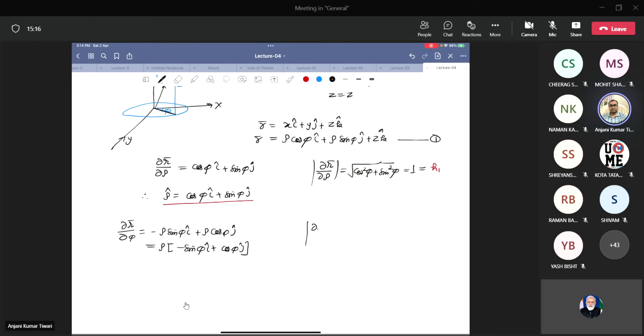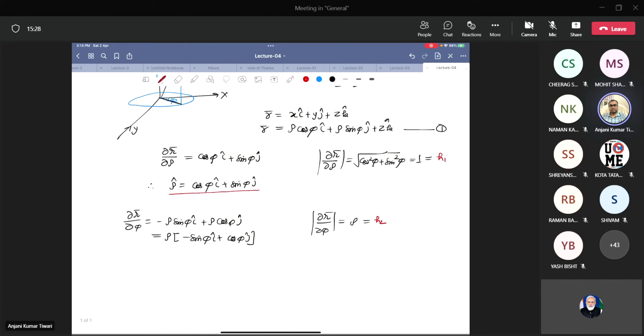Now what is the magnitude of delta r over delta phi? That is a rho, and we call this h2. h1, h2 are the scale factors. So therefore our phi cap will be minus sin phi i plus cos phi j.